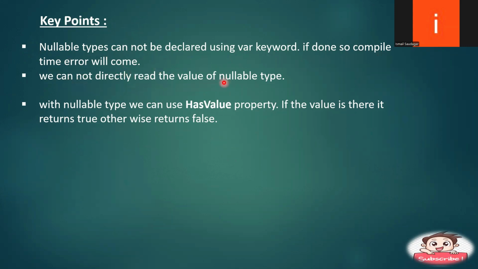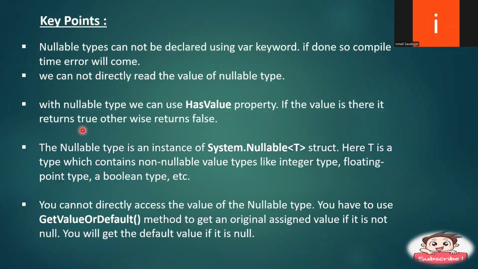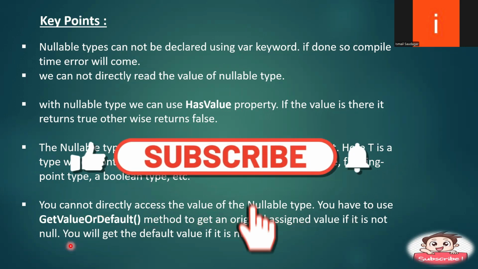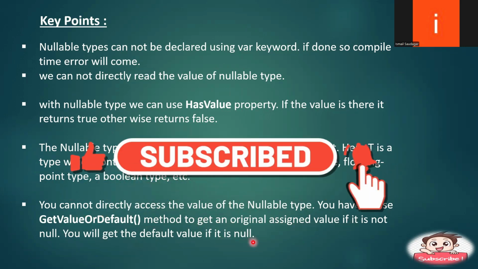We cannot directly read the value of a nullable type. With a nullable type, we can use the HasValue property. If a value is there, it returns true, otherwise it returns false. The nullable type is an instance of the System.Nullable<T> struct. Here T is a type which contains non-nullable value types like integer type, floating point type, or boolean type, etc. You cannot directly access the value of the nullable type. You have to use the GetValueOrDefault method to get the original assigned value if it is not null. You will get the default value if it is null.